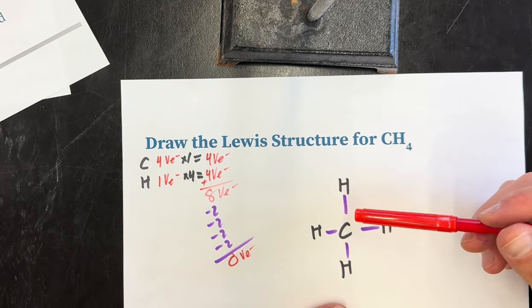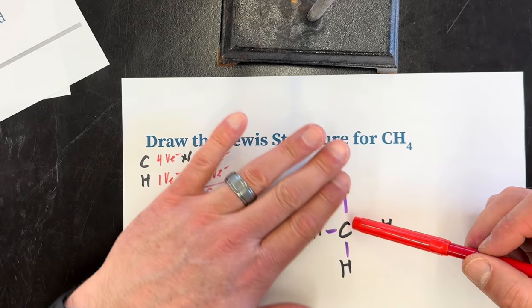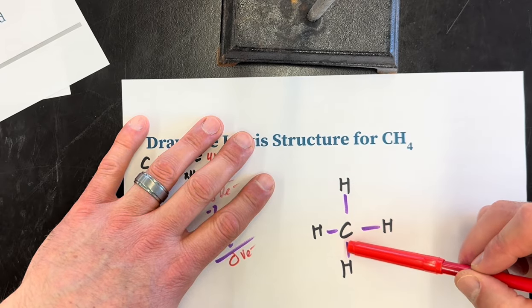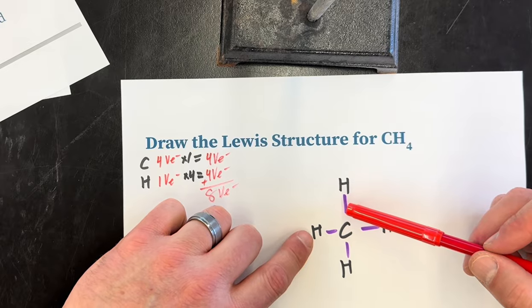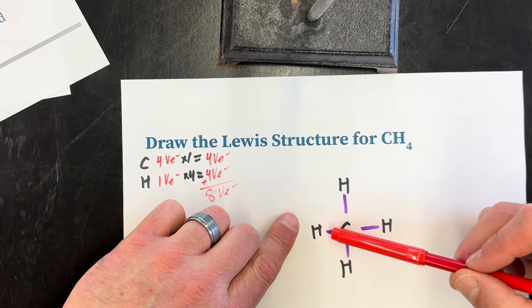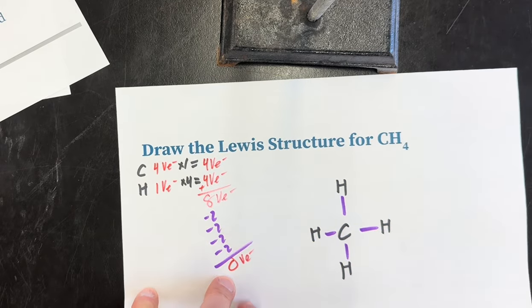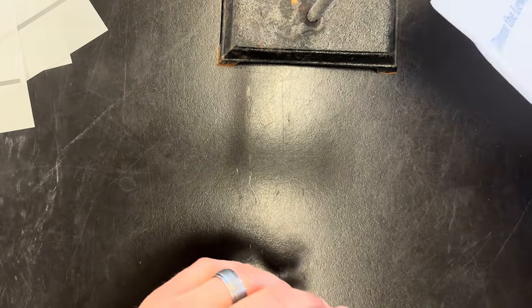Are all of my atoms having 8 valence electrons? Carbon has 1, 2, 3, 4, 5, 6, 7, 8, yes. My hydrogens only need 2, so each hydrogen has 1, 2, so this structure is drawn properly. We have another structure to draw.